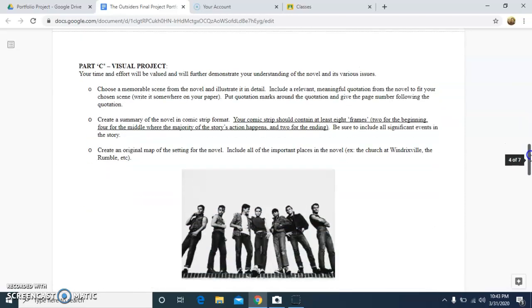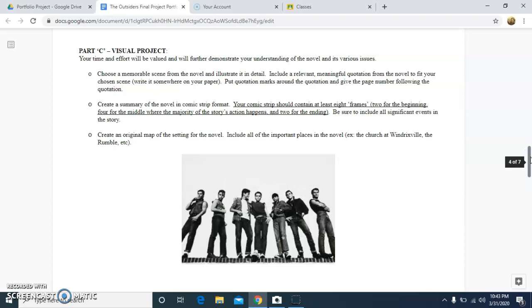And then the last part is called the visual project. So again, your time and effort will be valued and will further demonstrate your understanding of the novel and its various issues. So this is for all of our artistic ability. The examples here could be a memorable scene from a novel. You could illustrate it in detail. You could create a summary of the novel in a comic strip format. This is a great one.